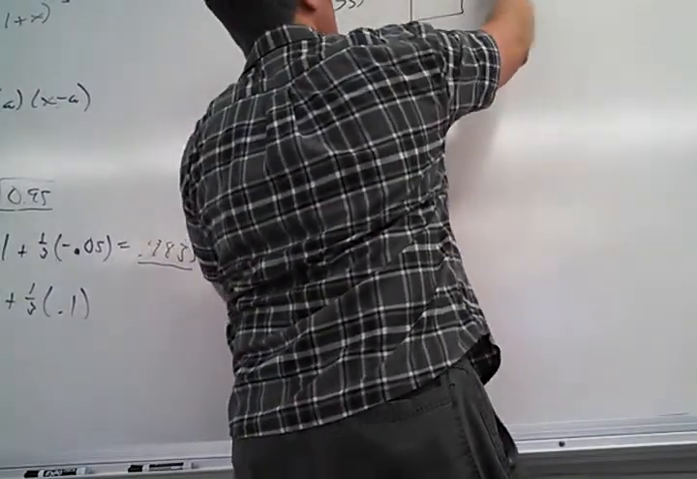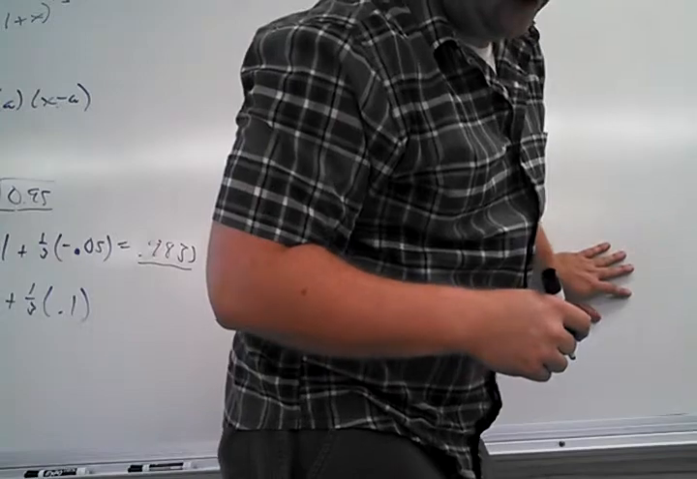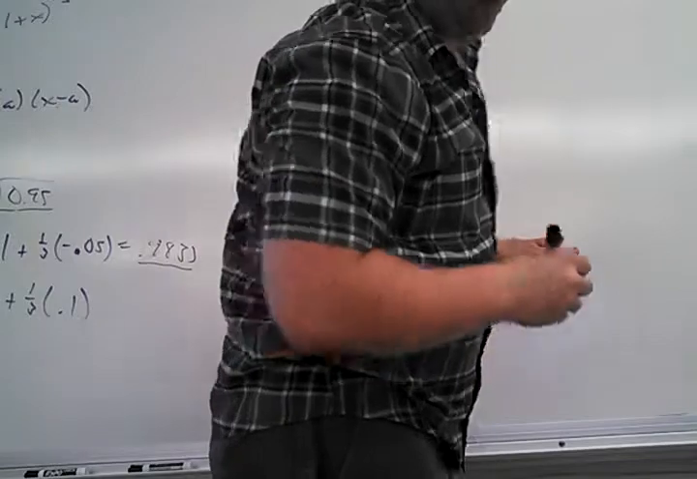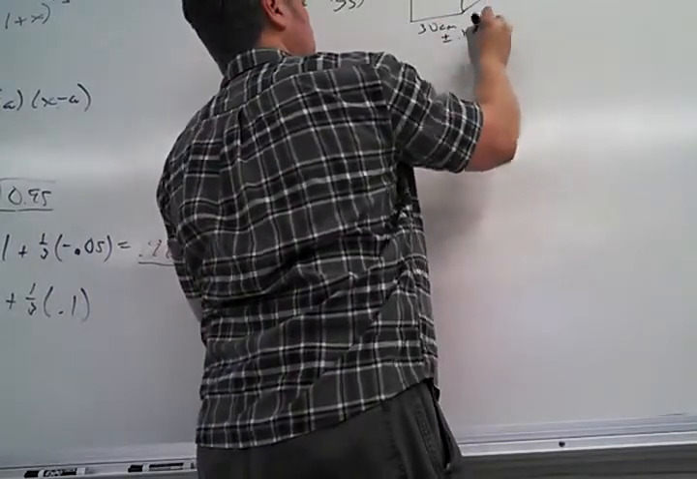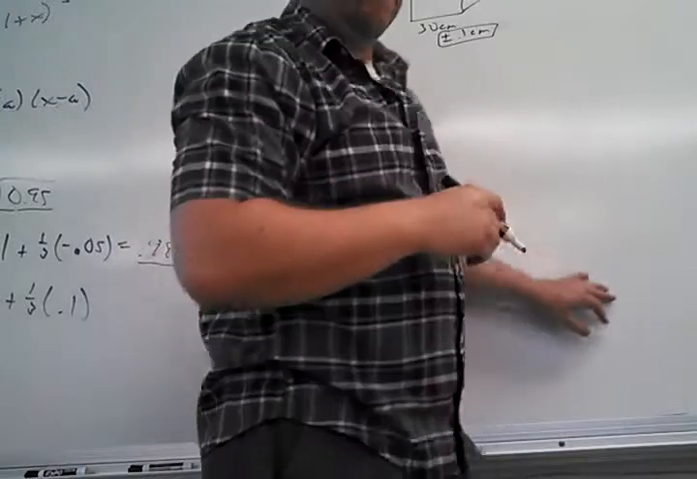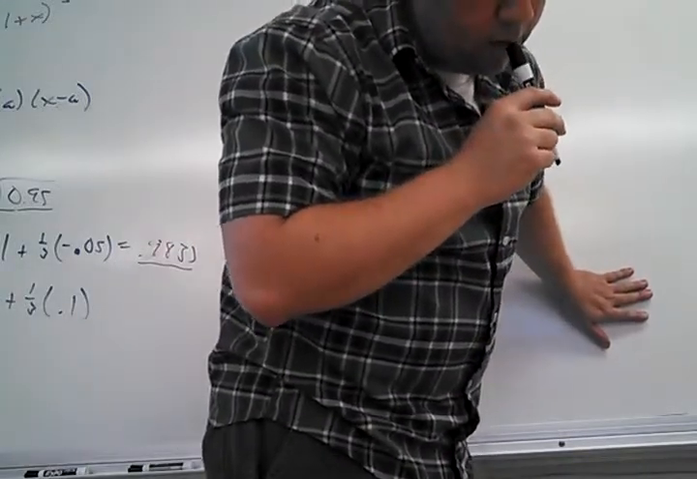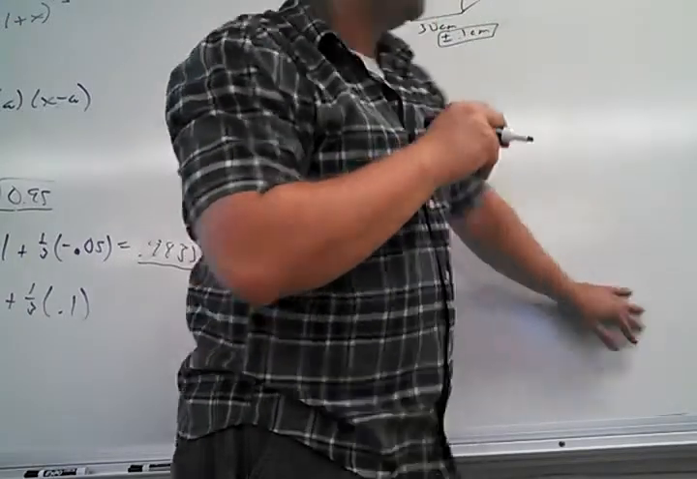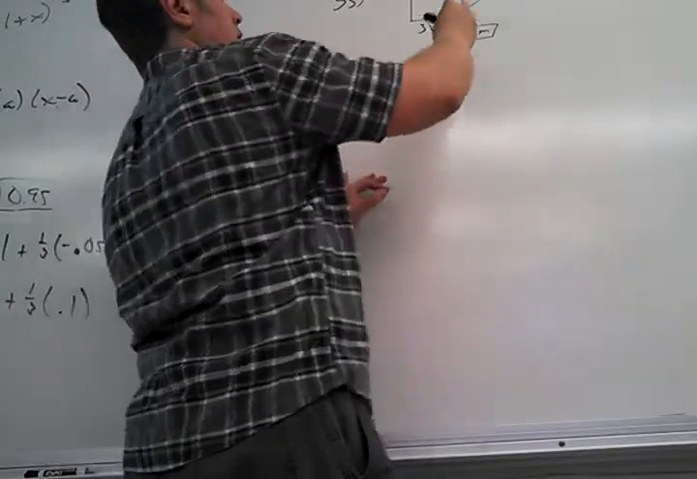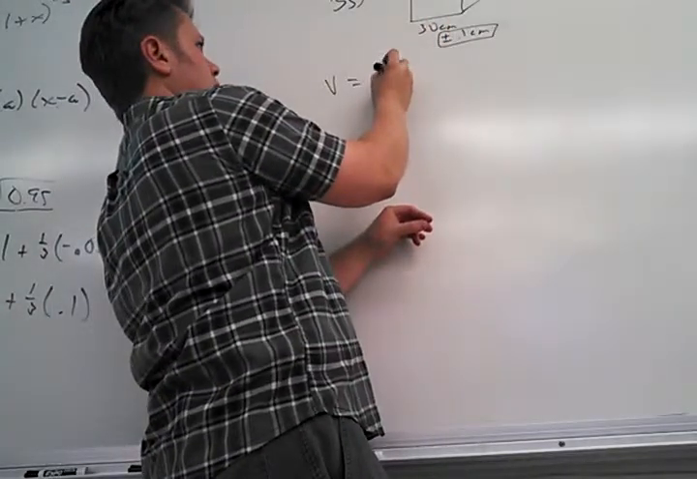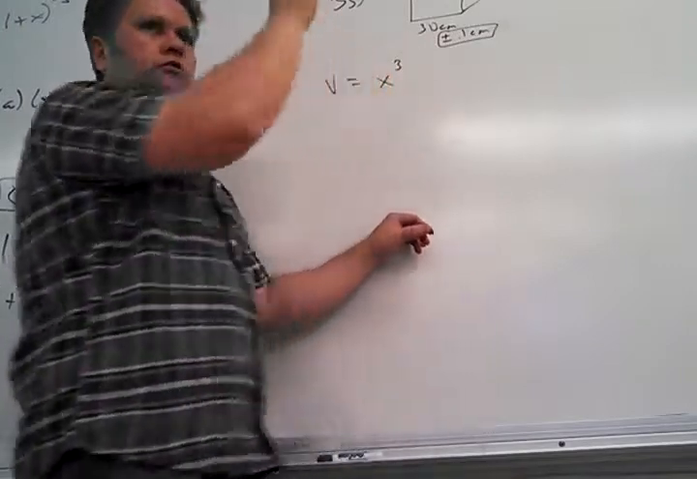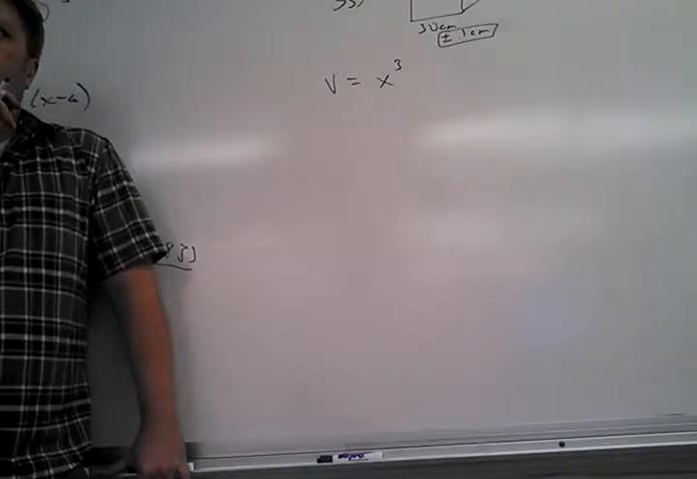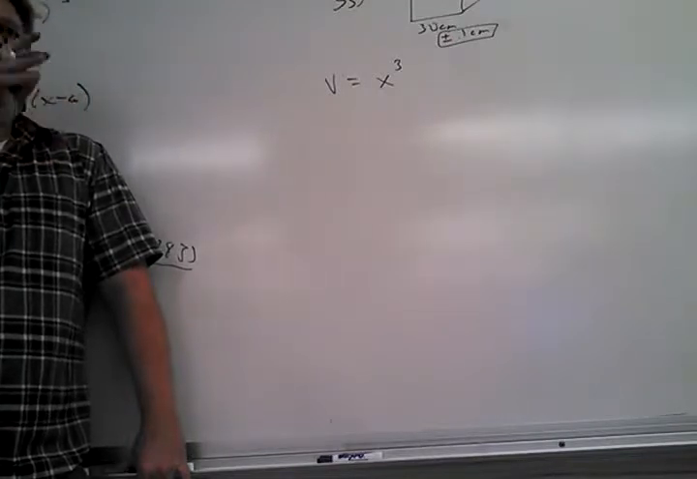The edge of a cube is found to be 30 centimeters with a possible error in measurement of 0.1 centimeters. Use differentials to estimate the maximum possible error, relative error, percentage error, and so on. So the volume of the cube, in general, would be x cubed. To find the error, you could use differentials.